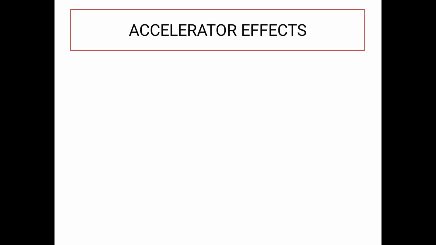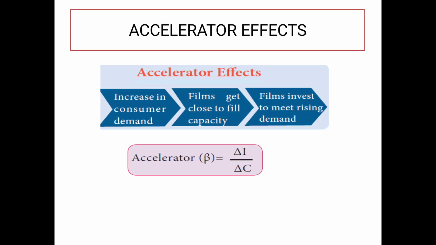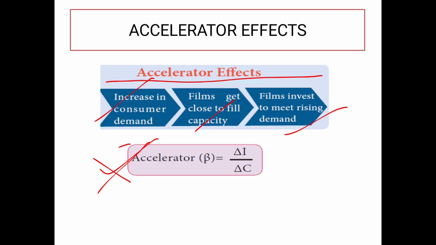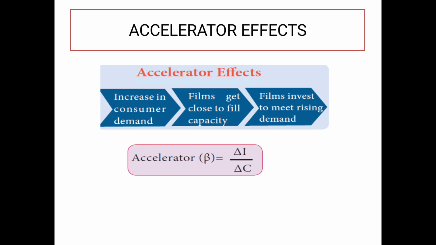Next we are going to see what the accelerator effect is. First know this formula. The formula for accelerator is beta is equal to change in I by change in C. You can see here like an arrow. Accelerator effect: increase in consumption demand, firms get close to full capacity, firms invest to meet rising demand. So this is very important. Don't forget the formula for accelerator. What is the formula for accelerator? Beta is equal to change in I by change in C.